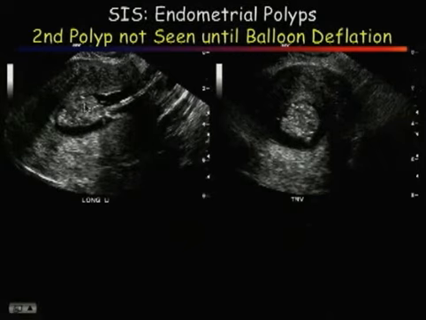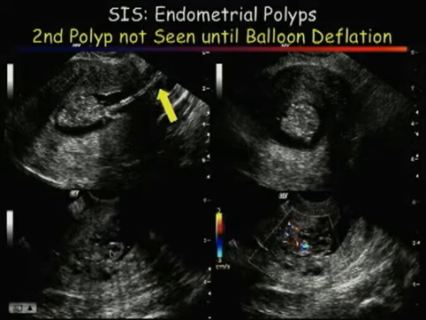Here's another example. Here's an obvious polyp here. But then what's this hiding behind the balloon? So remember, you always have to deflate the balloon, and here you can see the solitary feeding stalk of a second polyp.